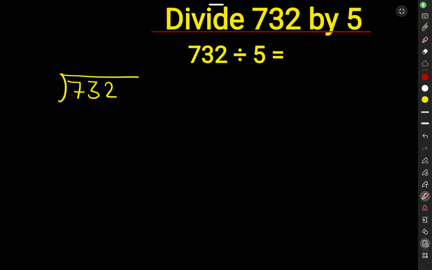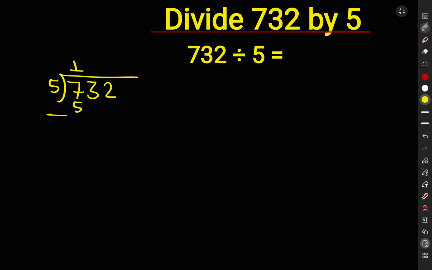We divide 732 by 5 in long division method. 5 times 1 is 5. On subtracting we get 2. So now we put down this 3 and it is 23.